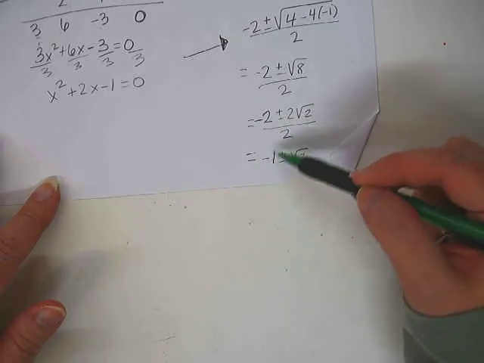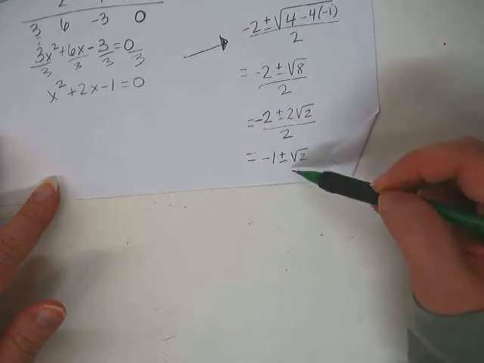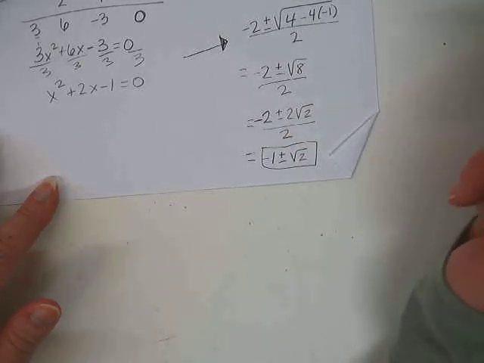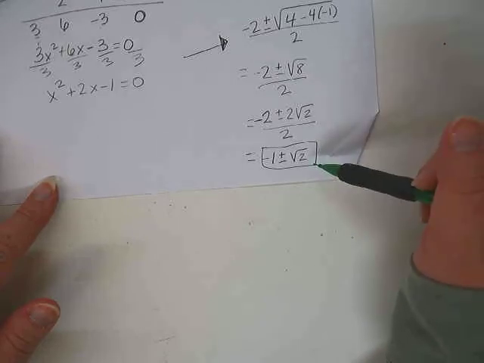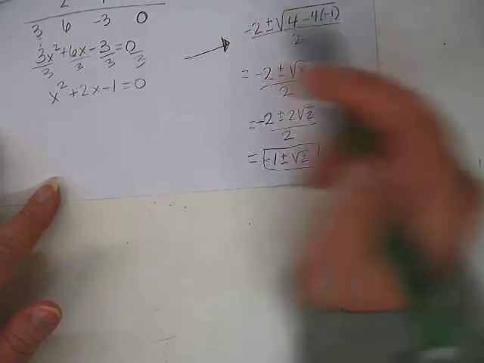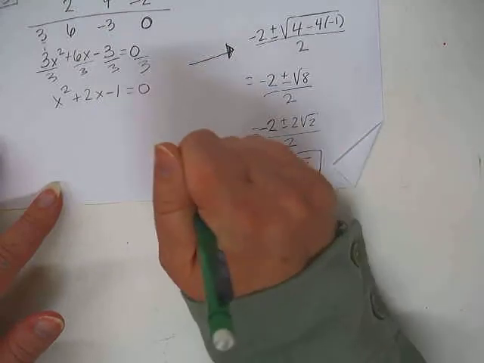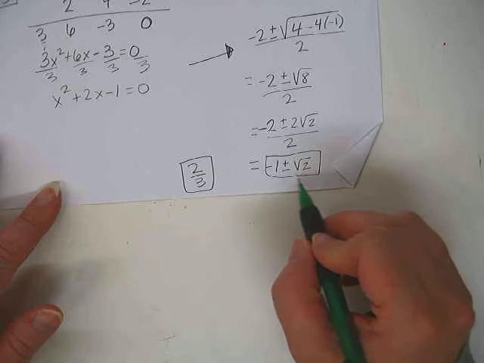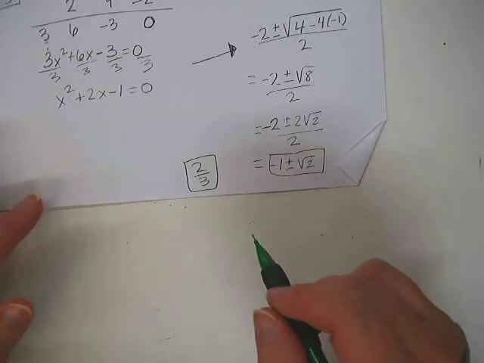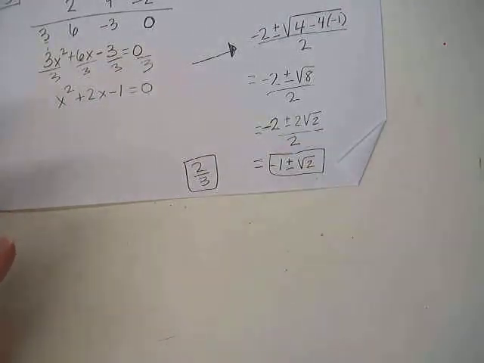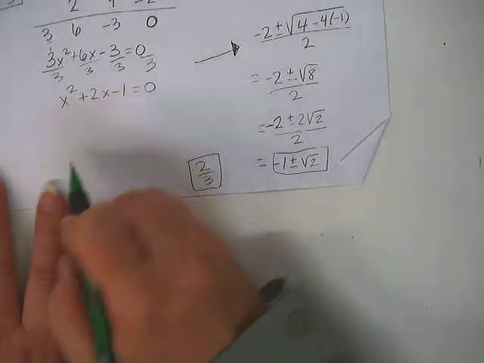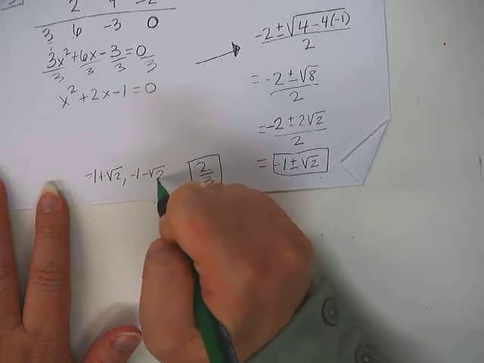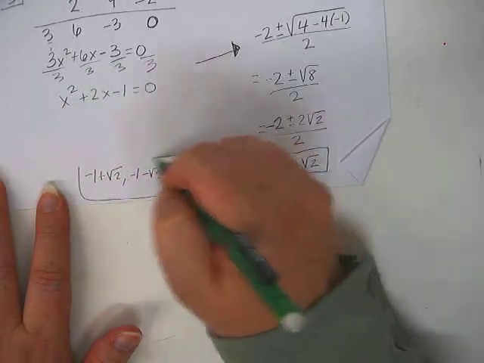So that means everything's divisible by 2. So then we would have negative 1 plus or minus square root of 2. Because the 2 divided into that, we got 1, and the 2 divided into that, and we get 1, but we don't write it. So there's the other 2 answers that happen to be irrational. So there's a rational solution of 2/3. And then there's 2 irrational solutions, negative 1 plus square root of 2 and negative 1 minus square root of 2. Yeah.